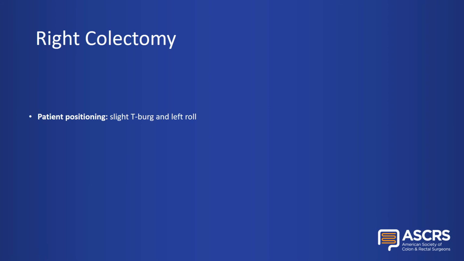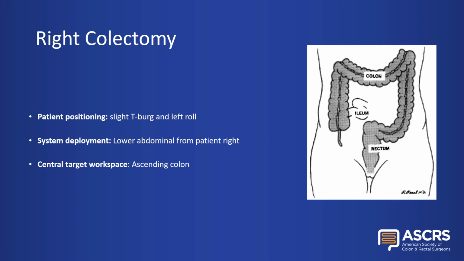For right colectomy, place the patient in a slight Trendelenburg position and roll the patient to the left side. System deployment is located in the lower abdominal region, coming from the patient's right side. The target should be the center of the surgical work volume that is accessed during the procedure.